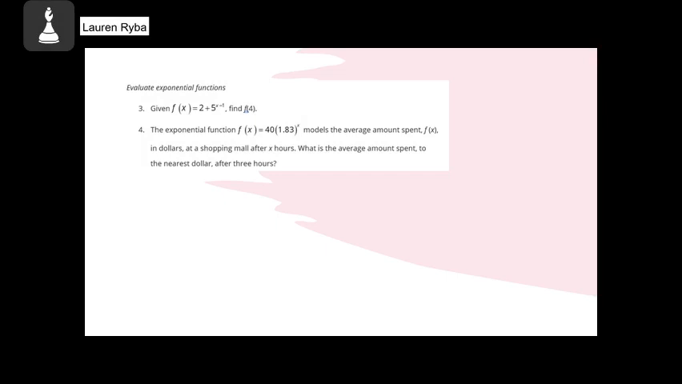The next thing we're going to do is evaluate these functions. So if we have the function f of x equals 2 plus 5 to the x minus 1, find f of 4. All they're wanting us to do is plug in 4 for x. So 2 plus 5 to the 4 minus 1. Well, that is 2 plus 5 to the 4 minus 1, which is the third power. So we need to figure out 5 to the third power. That's 5 times 5 times 5, and that is 125. So 2 plus 125 is a final answer of 127.